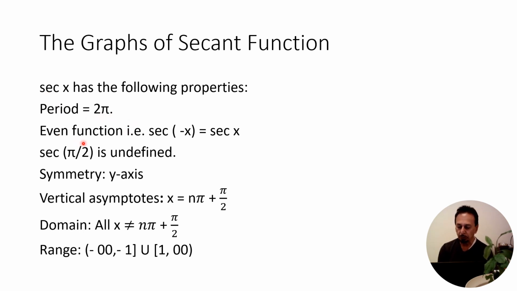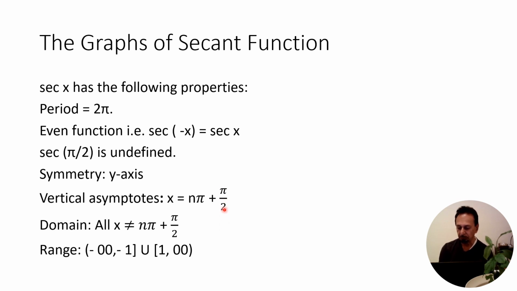Cosine is an even function and secant is the reciprocal of cosine, so secant is also even, which means secant of negative x is secant x. Cosine of pi over 2 is 0, so secant of pi over 2 is undefined. The graph is symmetric about the y-axis and the vertical asymptotes are at n pi plus pi over 2. So the first vertical asymptote is at pi over 2.